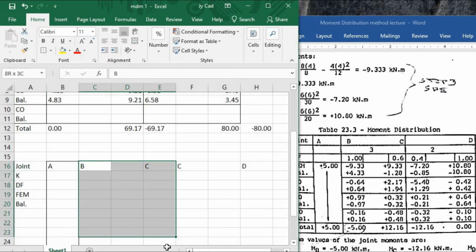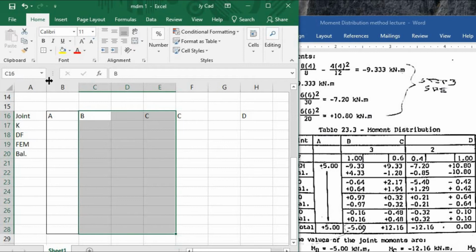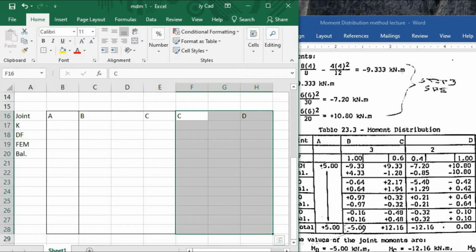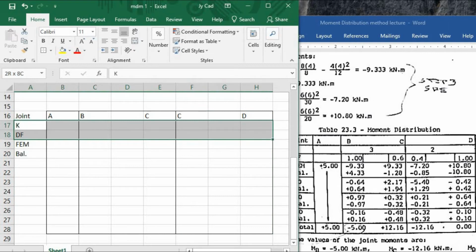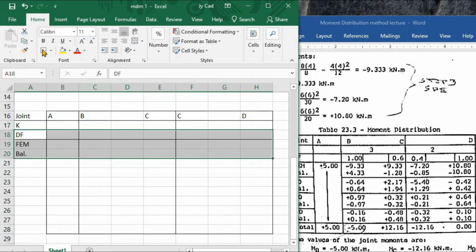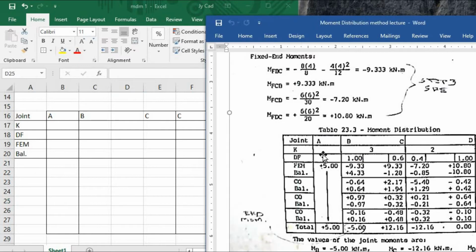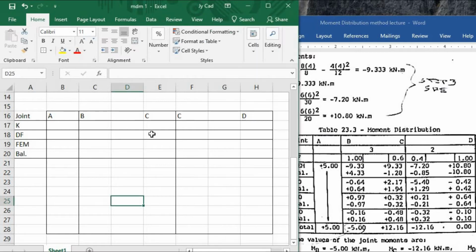And then, this is one span. CD is another span. Next, the K for BC is 3, and for CD, that is 2.